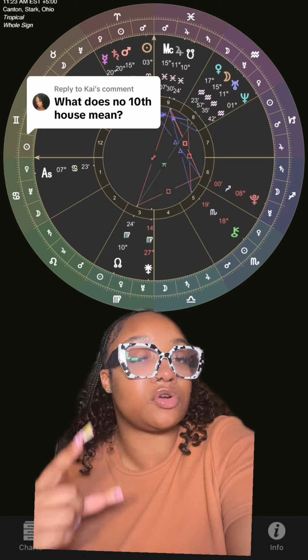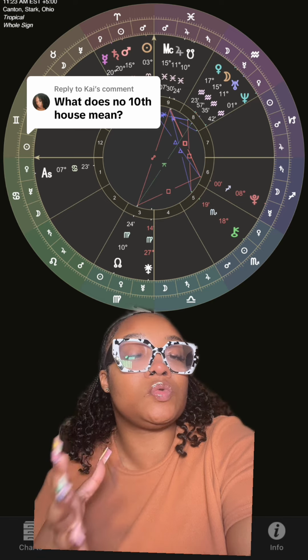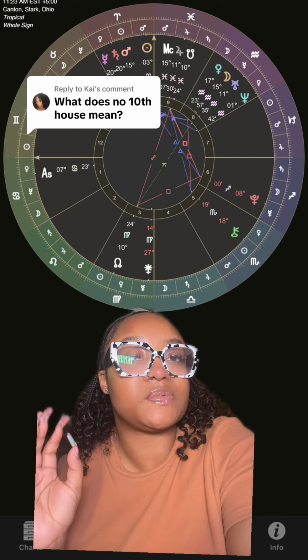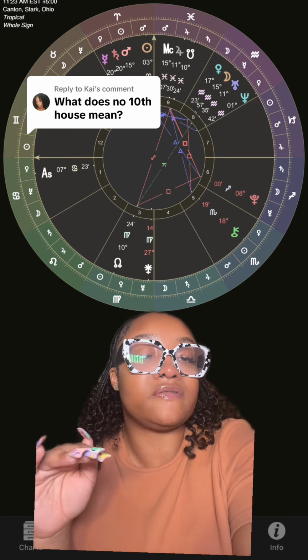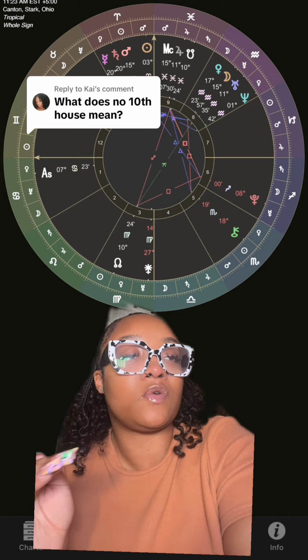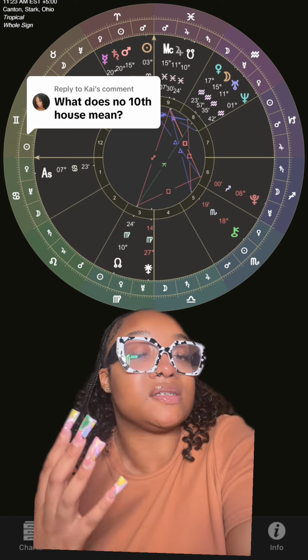but your midheaven, which is the angle that represents your career, your public image, your reputation, if you use the quadrant based houses, the cusps of the quadrants are the starts of the angular houses. So for example, the start of the ascendant is your first house, the start of the fourth house is the IC, the start of the seventh house is the descendant, and the start of the 10th house is the midheaven.